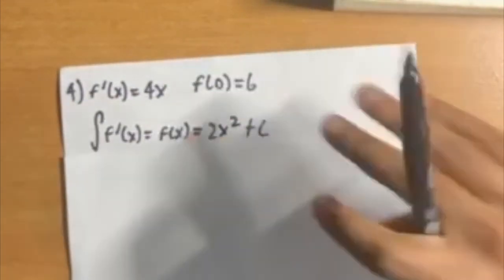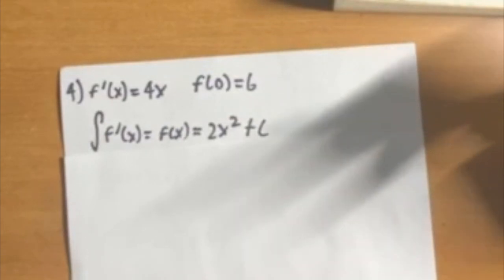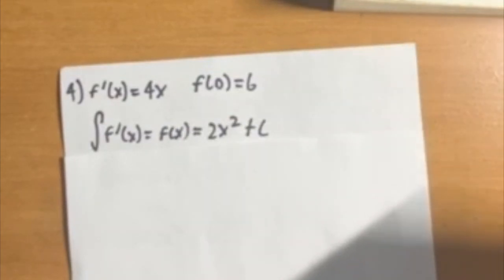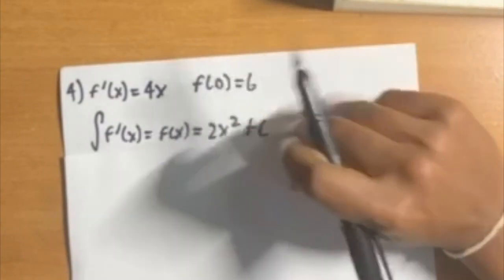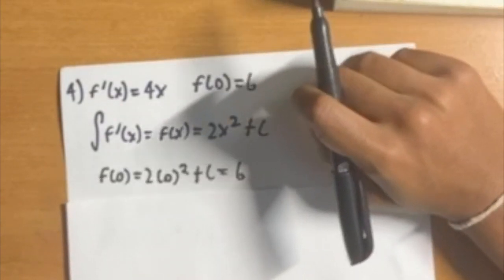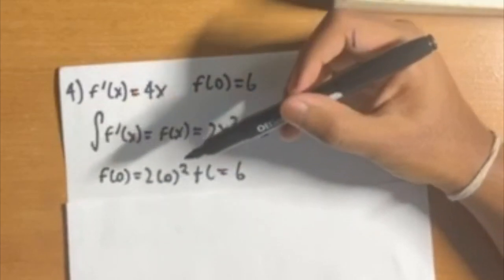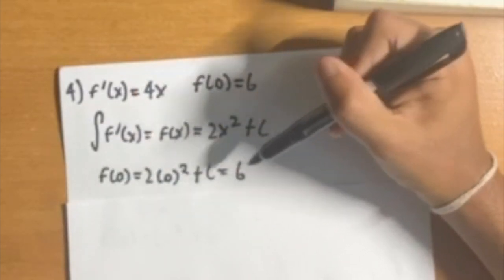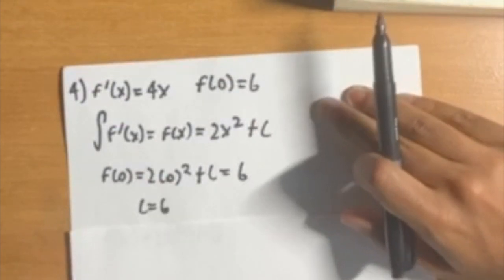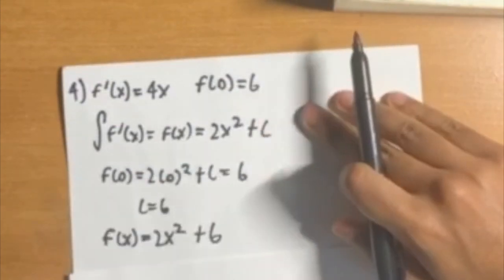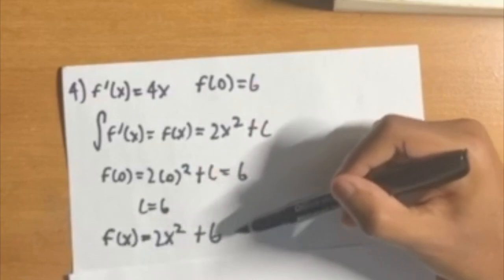So now we know that our goal in this problem is to find the constant, since we are given a particular solution. We plug in f of 0, which gives 2 times 0 squared plus c equals 6, so c equals 6. So now we know that our equation is f of x equals 2x squared plus 6.